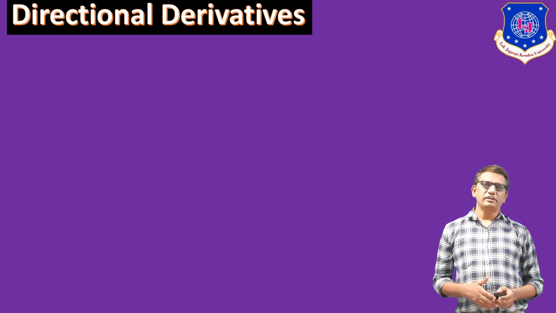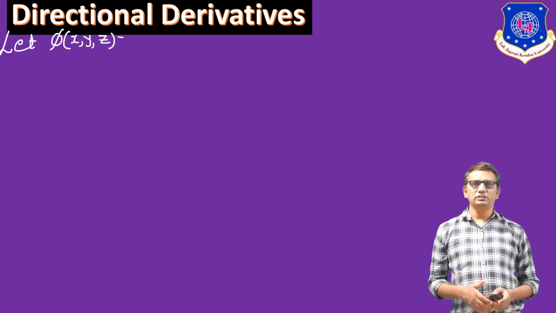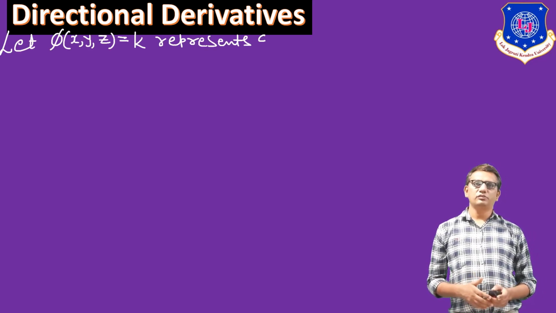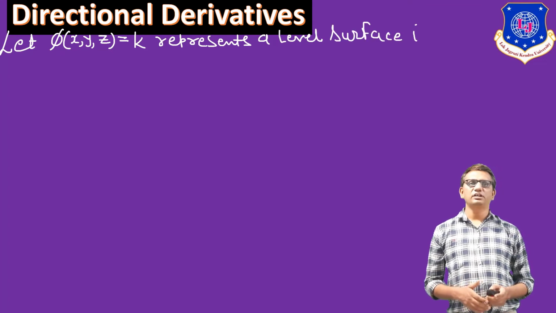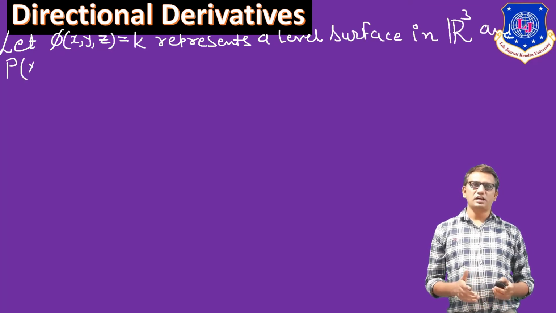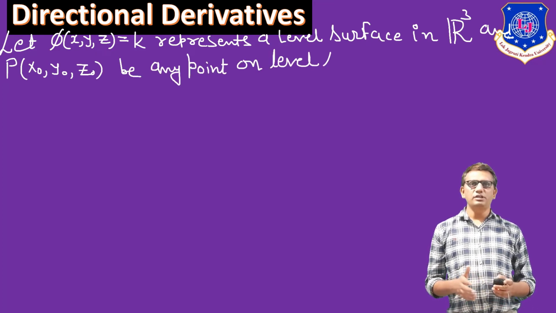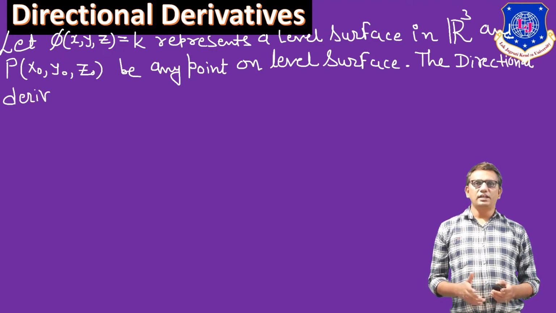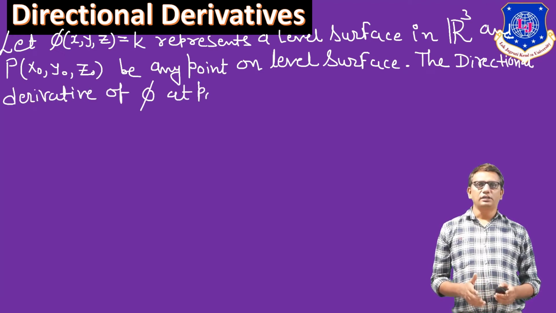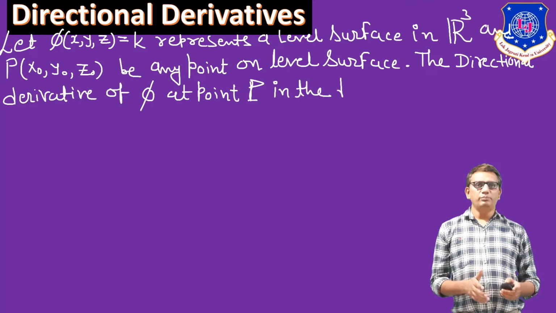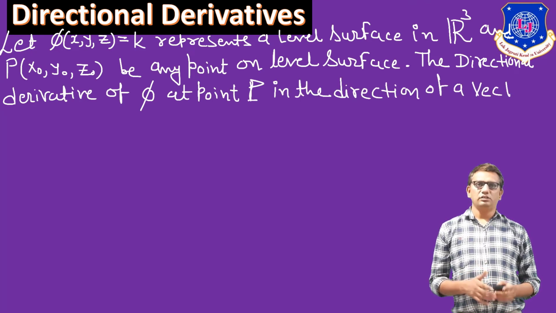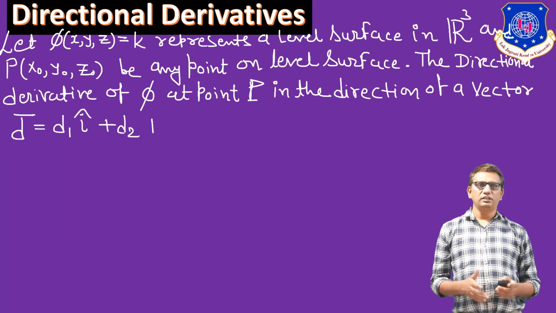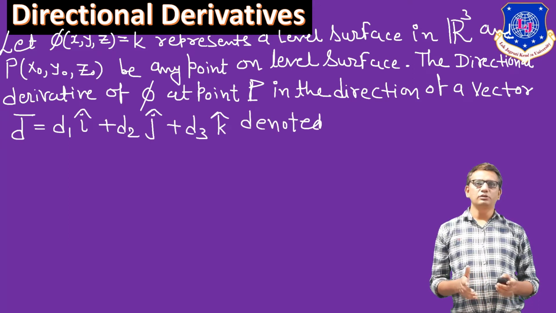So what is the directional derivative? We will understand it by definition. Let phi be a function of 3 variables, and it represents a level surface in R cube, and (x0, y0, z0) be a particular point on that surface. Now the directional derivative of phi at point P in the direction of a particular vector. Here our vector is denoted as d bar equal to d1 i caret plus d2 j caret plus d3 k caret.